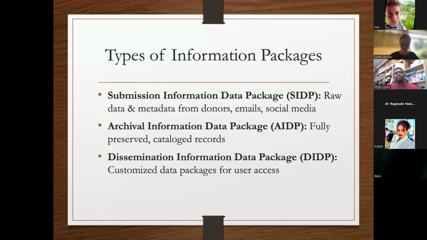Now, we have types of information packages. These are the kind of submission information packages that are used in that model. Now, we have submission information data package. These are raw data and metadata from donors, emails, and social media. These are the packages that come with the records.